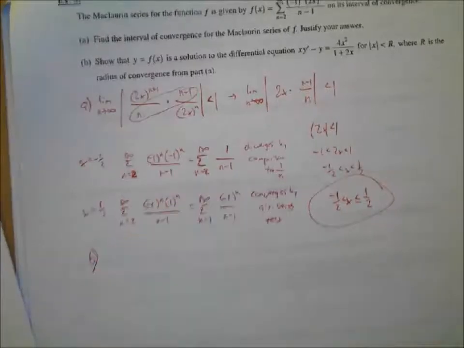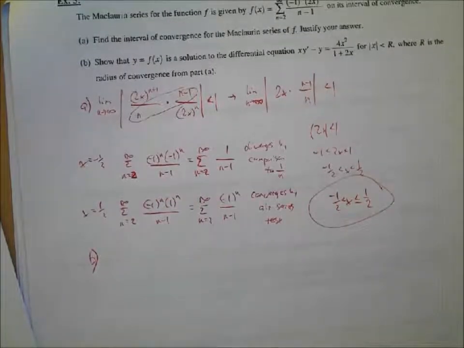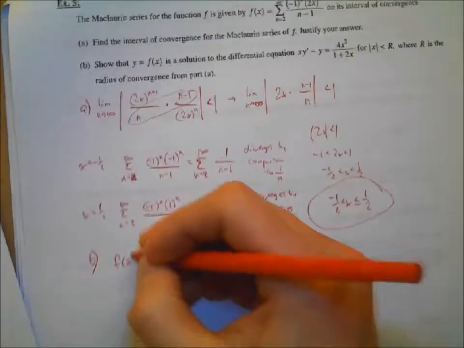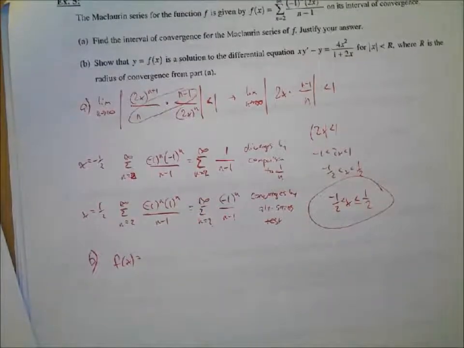Last piece, letter B. I think we're going to make it. Maybe I'm being optimistic. Okay, so show that y equals f of x is a solution to the differential equation xy prime minus y equals 4x squared over 1 plus 2x for the absolute value of x less than r there, where r is the radius of convergence from part A. Okay, so for the same radius of convergence, basically.